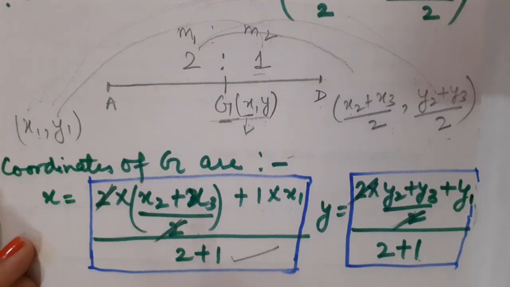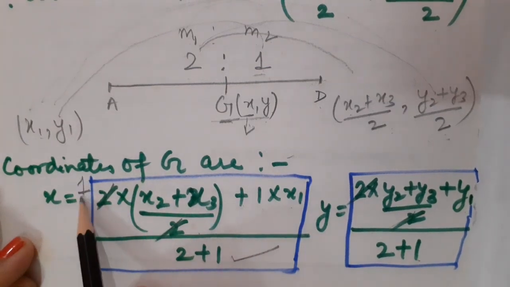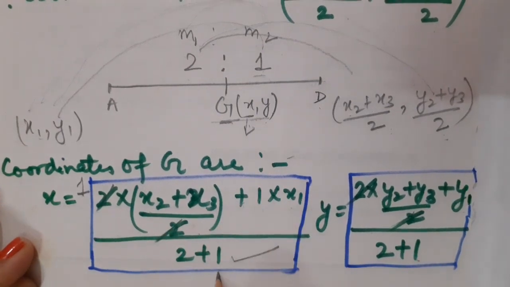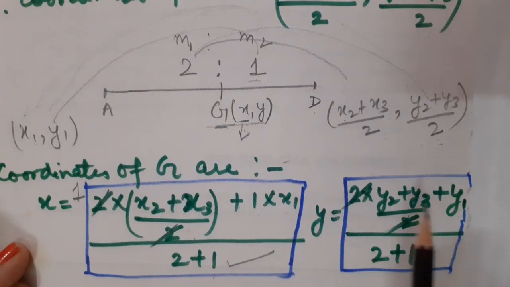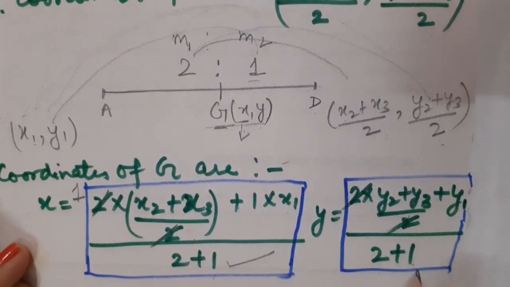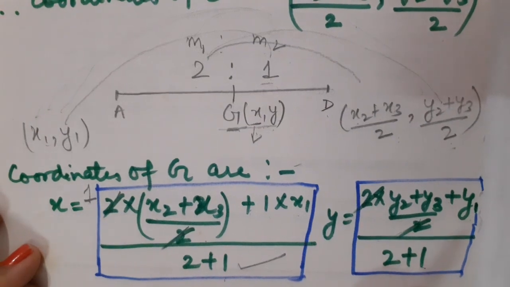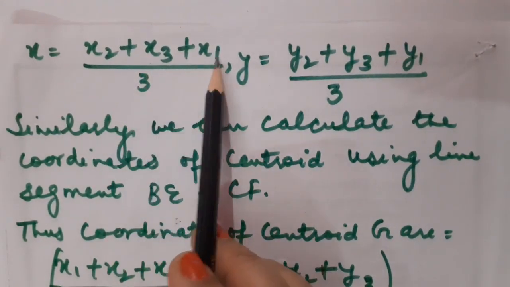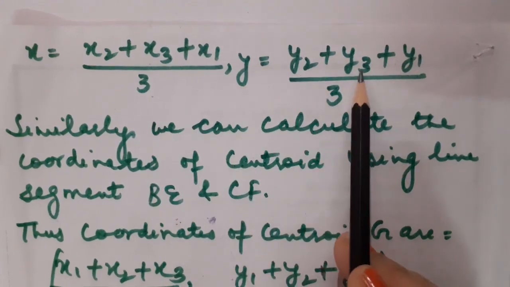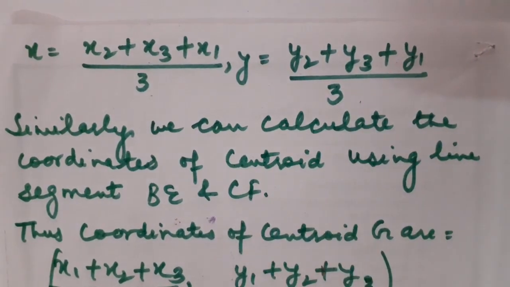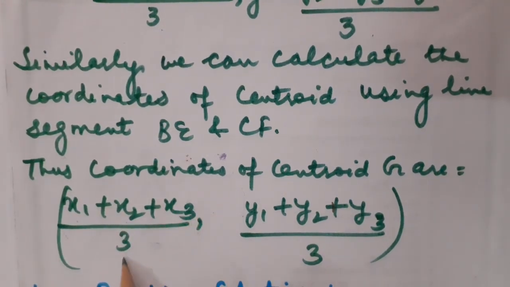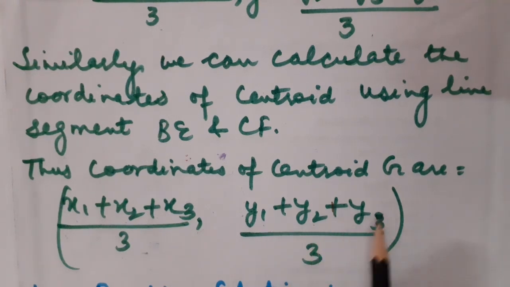So children, please observe what we have got. It has become 1 into (x2 plus x3), that is x2 plus x3 plus x1 divided by 3. And y is equal to y2 plus y3 plus y1 divided by 3. These are basically the coordinates of the centroid. So the coordinates of the centroid are (x2 plus x3 plus x1) divided by 3, (y2 plus y3 plus y1) divided by 3, or we can write them for our convenience as (x1 plus x2 plus x3) by 3, (y1 plus y2 plus y3) by 3.